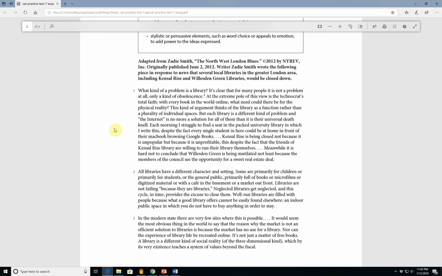So every morning I struggle to find a seat in the packed university library in which I write this. In fact, despite the fact that every student here could be at home on a MacBook browsing Google Books, Kensal Rise is being closed not because it's unpopular, but because it's unprofitable. This is despite the fact that the friends of the Kensal Rise library are willing to run their library themselves. Meanwhile, it is hard not to conclude that Willesden Green is being mutilated, not least because the members of the council see the opportunity for a sweet real estate deal. Okay.